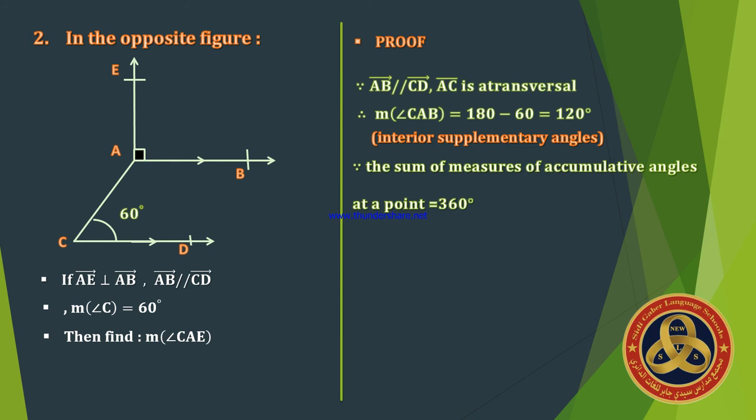Since the sum of the measures of accumulated angles at a point equals 360, because I have here 3 angles accumulated at the point A, therefore the measure of angle CAE equals 360 minus the sum of 90 and 120. It will be 150 degrees.